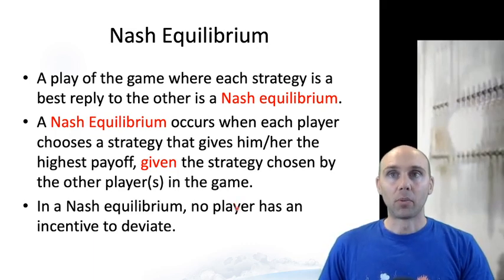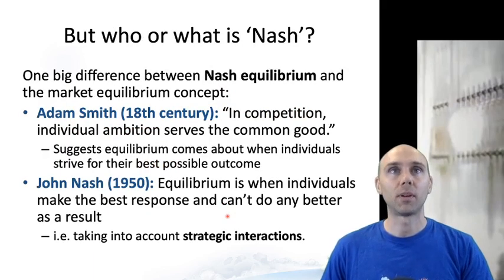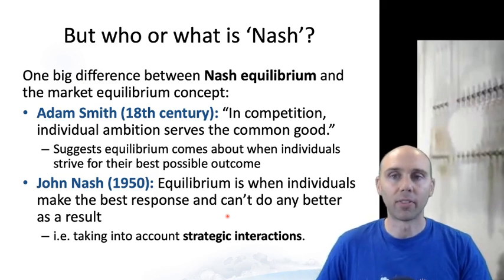And in such an equilibrium, like I said, no player has any incentive to deviate. But who's Nash? Well, one big difference between Nash and what economics had beforehand is that we should not think about equilibrium in terms of the result of individual ambition serving the common good, striving for their best outcome, but just a situation where firms can't do any better considering what the others are doing.